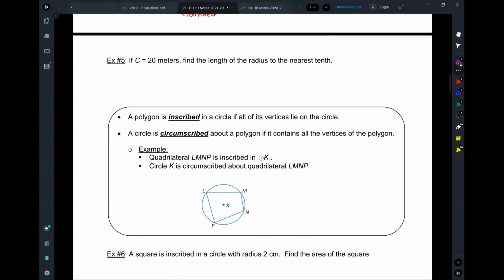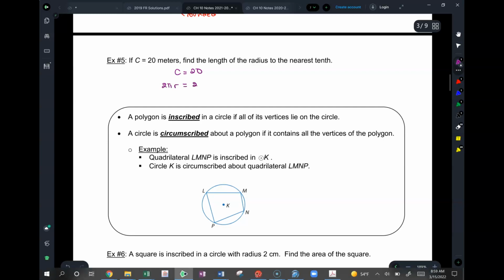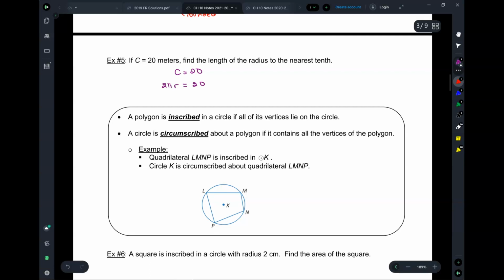So C is 20, and you want the radius. So 2 pi r is equal to 20. To find the radius, I need to divide by 2 pi on both sides. So r, I can cancel these, is 10 over pi. That would be the answer in exact form. Or, since it says to round, it's about 3.2 meters. Okay.